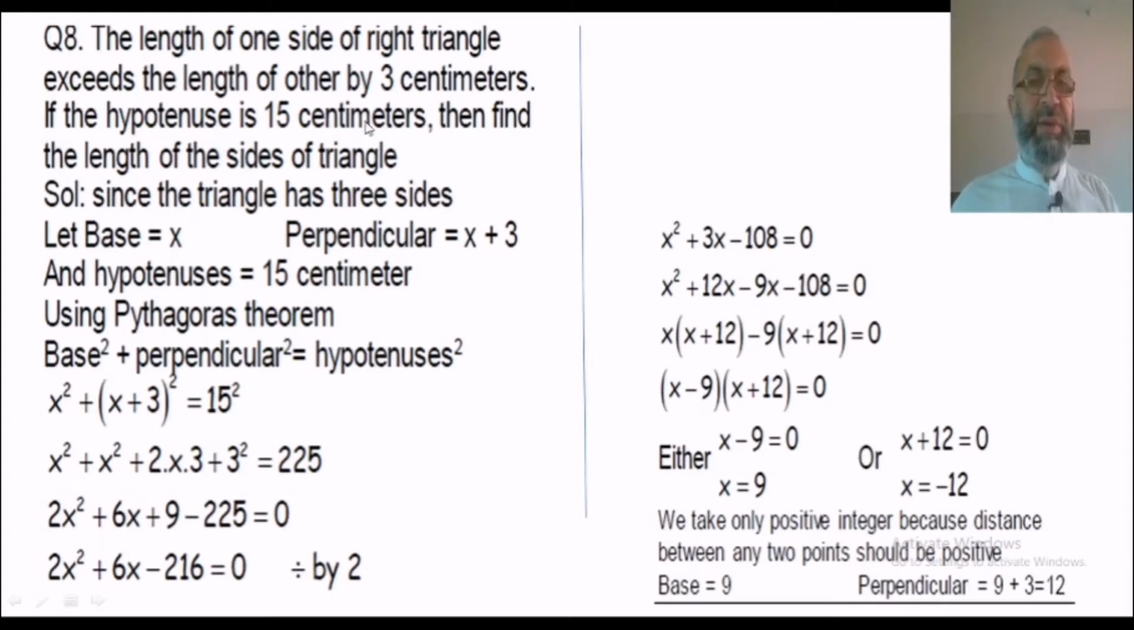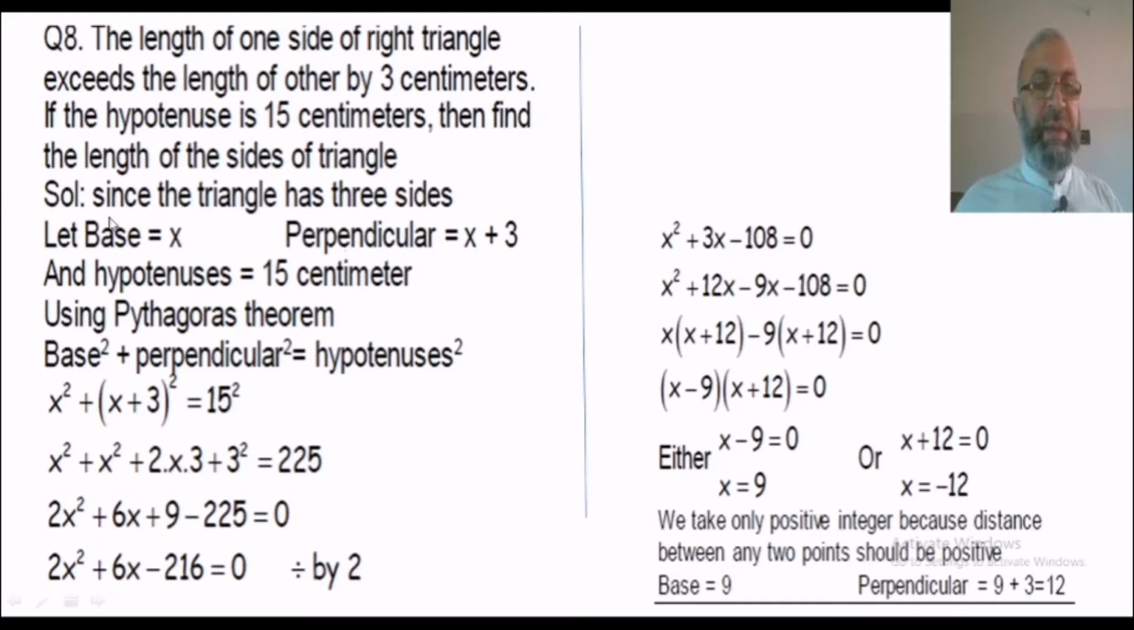If the hypotenuse is 15 centimeter, let the base be equal to x, the perpendicular equal to x plus 3, and the hypotenuse given is 15 centimeter. So by Pythagoras theorem, base square plus perpendicular square is equal to hypotenuse square. So putting the values, we can take base and perpendicular. For example, we take x plus 3 as base, so the perpendicular will be x.